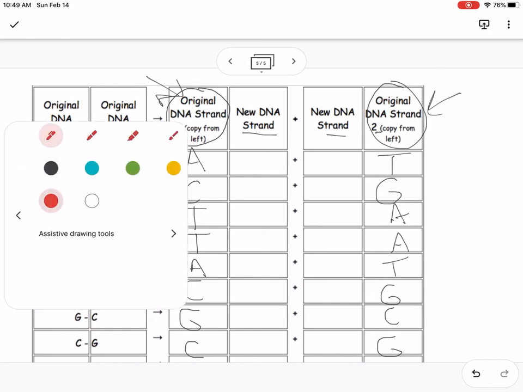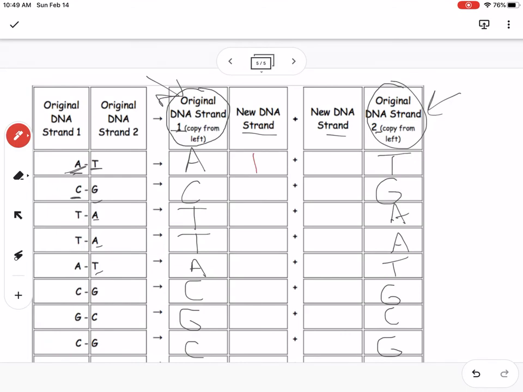Now the new strand is formed. Let me just use a different color. And we still use our base pairing rules. A, T, C, G, T, A, T, G, C, G. I'll let you guys do the rest on it. For below, C, G, C.